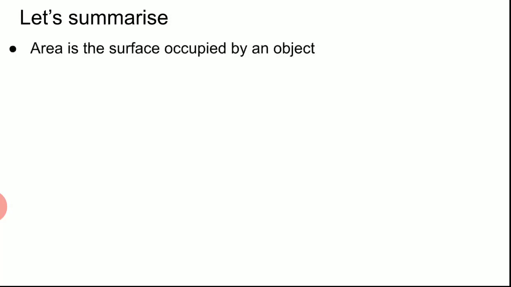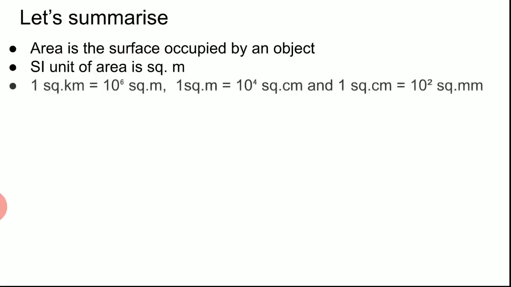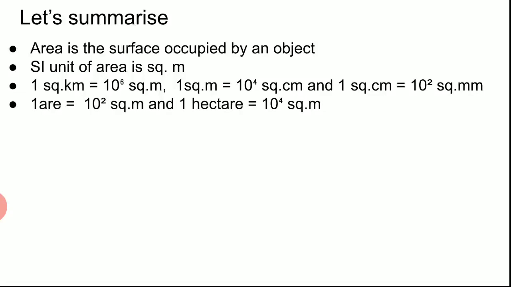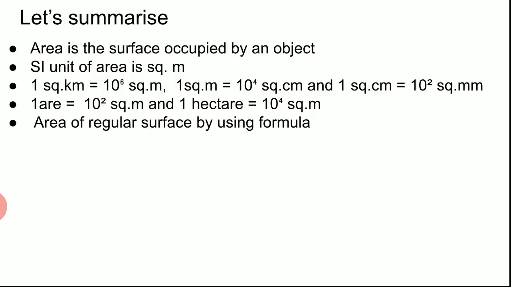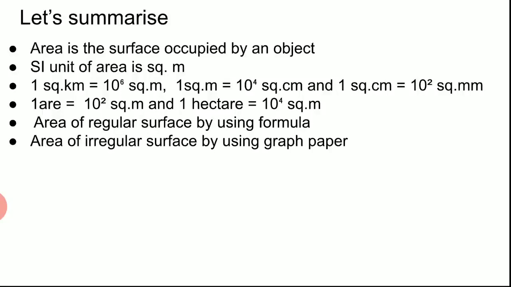Children, we are done for today. Let's summarize what we did in this video. Area is the surface occupied by an object. We did SI unit of area is square meters. 1 square kilometer is 10 raised to 6 square meters. 1 square meter is 10 raised to 4 square centimeters. And 1 square centimeter is 10 square millimeters. We also did 1 acre is 10 raised to 2 square meters and 1 hectare is 10 raised to 4 square meters. We also discussed the formula for area of regular surfaces, and area of irregular surface will be found using a graph paper.